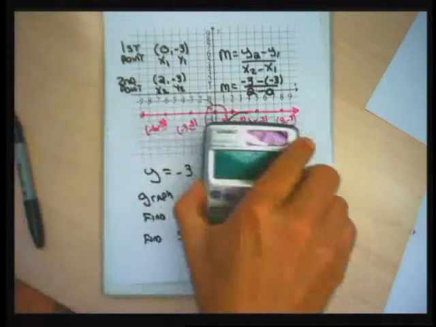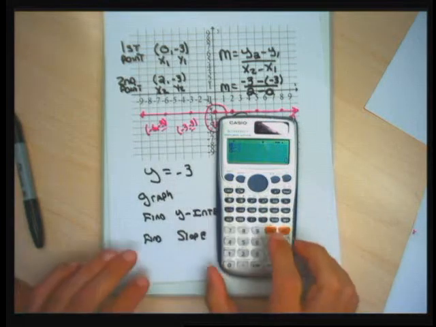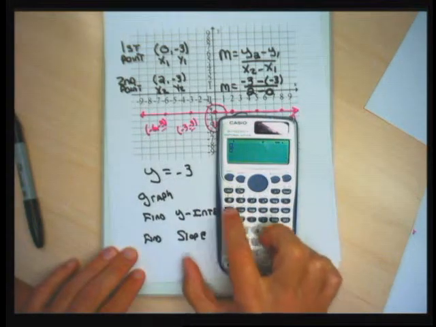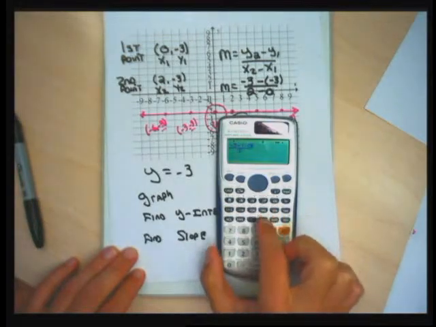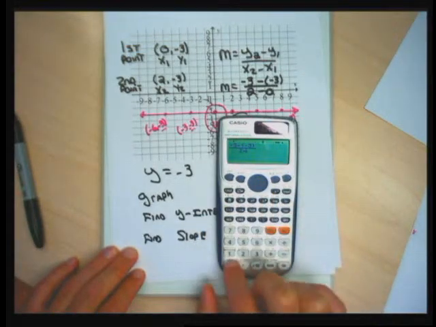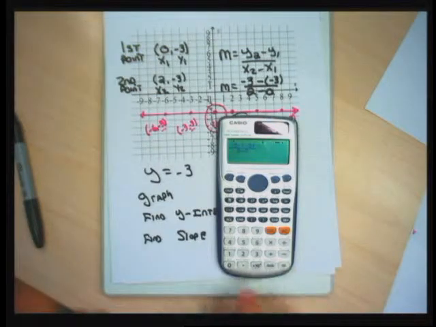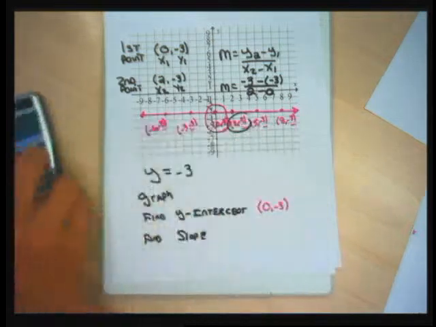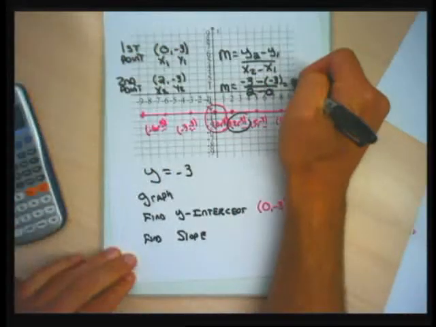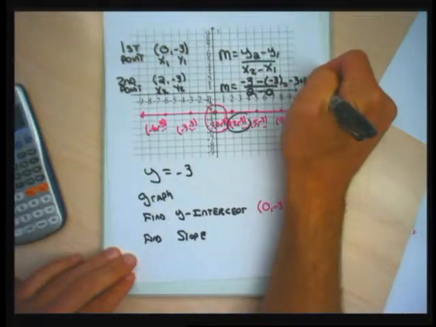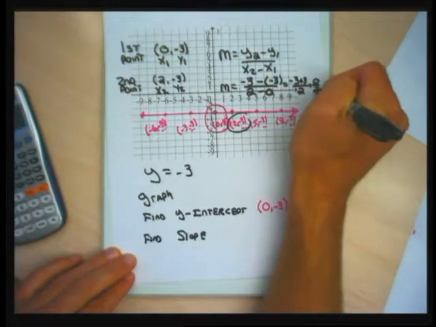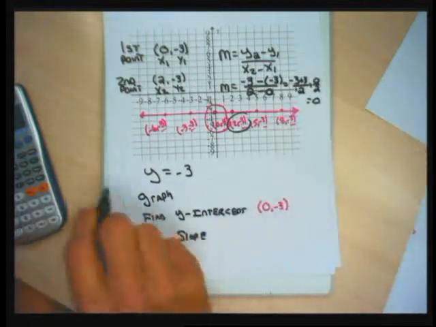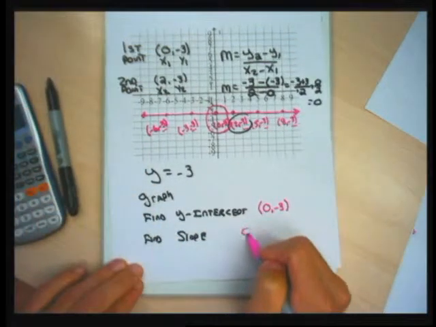Now I'm going to do this on my calculator to be safe. I'm going to go negative 3 minus negative 3 over 2 minus 0, and when I hit enter, my calculator tells me it's 0. And that shouldn't be surprising, because if I did the algebra, the double negative goes positive. What I get is 0 over 2, and that's 0. The slope of this line is 0.